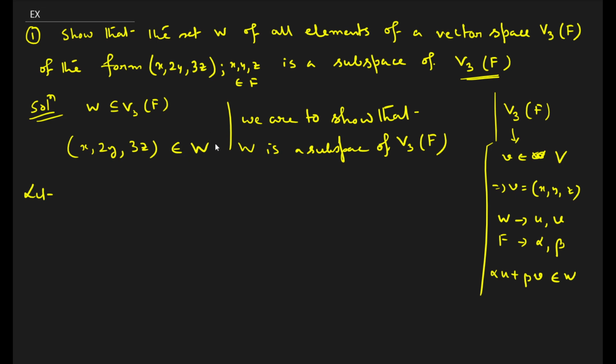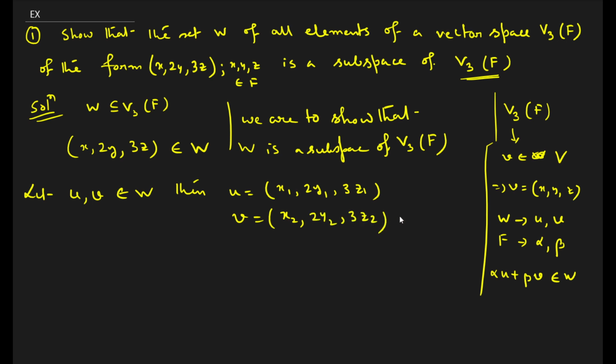So to show it is a subspace, we have to take 2 elements from it. Suppose u, v belong to W. So when will an element come in W? If the element is of this particular form x, twice y and 3z. So u and v are in W, which means u must be of that particular form. Suppose it is x1, 2y1, 3z1, and then v will be of this form, x2, 2y2 and 3z2. And x1, y1, z1 and x2, y2, z2 are all elements from the field.